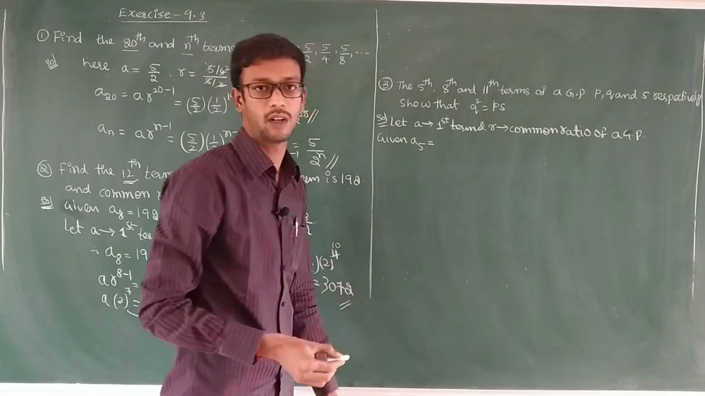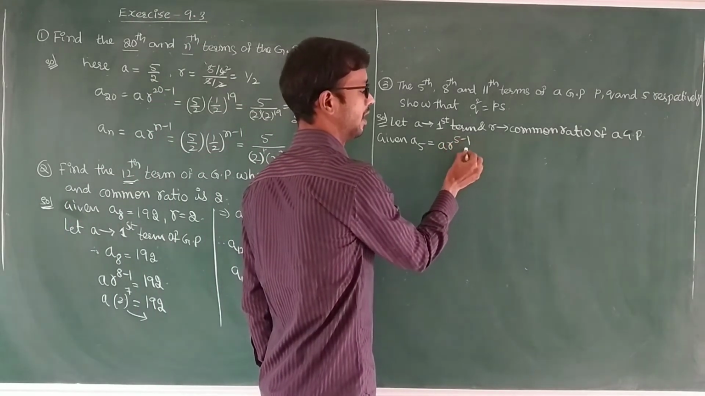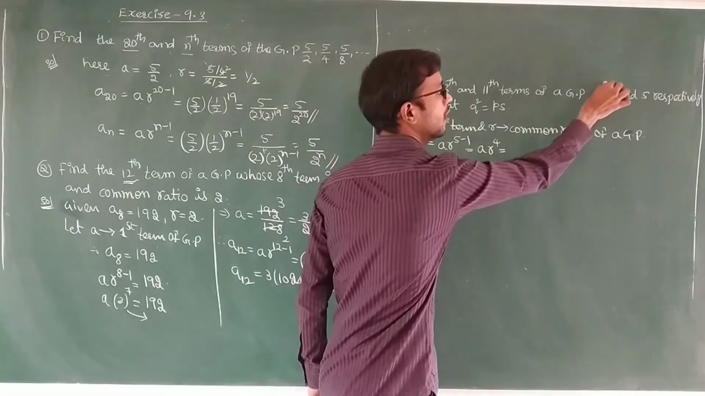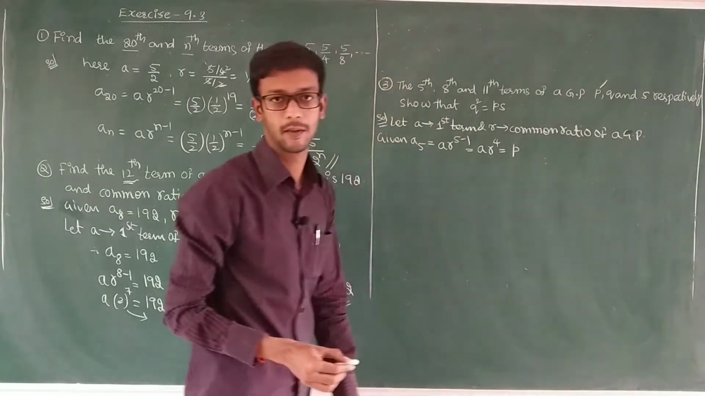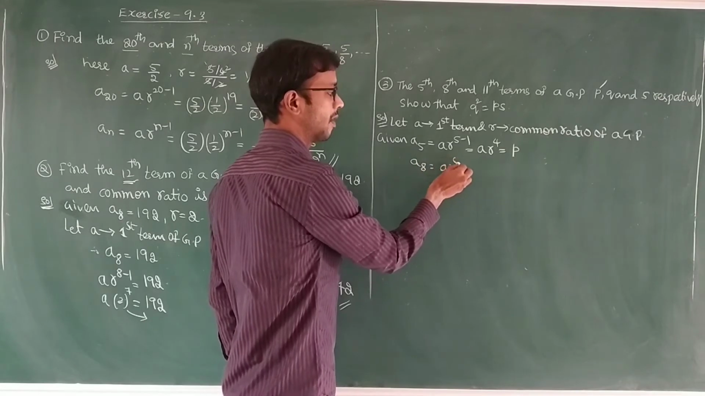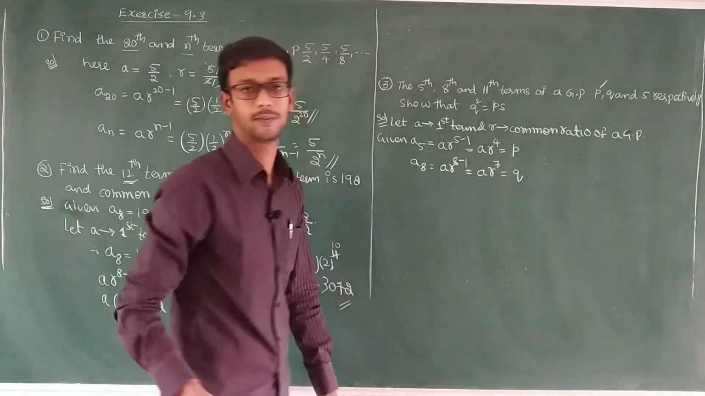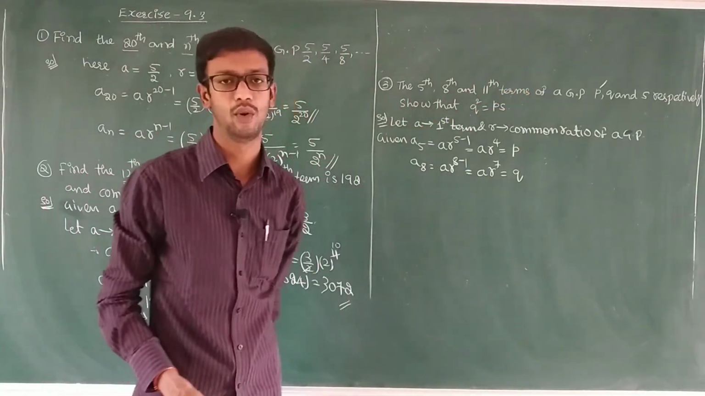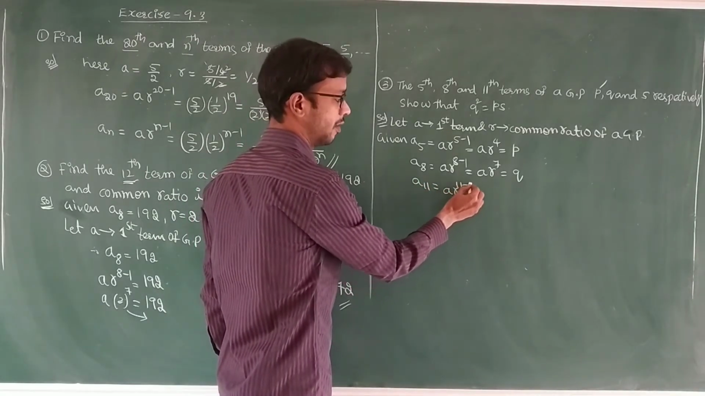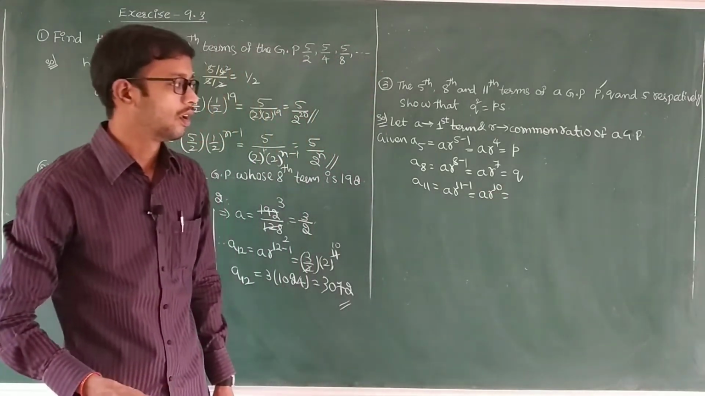Next, given A5 is equal to P. What is the formula of A5? AR power 5 minus 1, that is AR power 4, equal to P. Next, A8 is equal to AR power 8 minus 1, AR power 7, is equal to Q. The given eighth term is Q. Next, A11 is equal to AR power 11 minus 1, AR power 10, is equal to S.